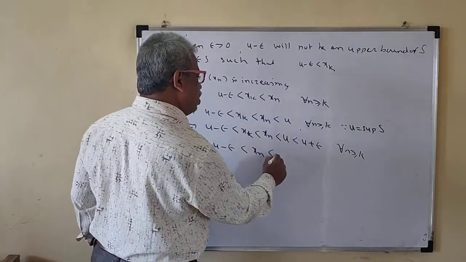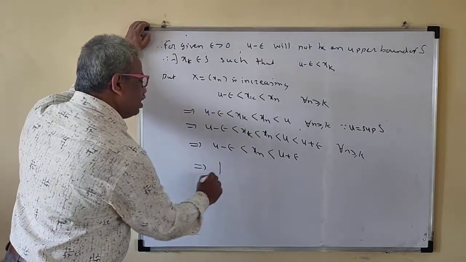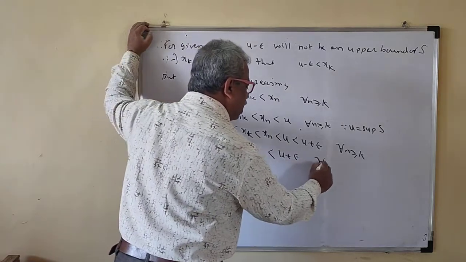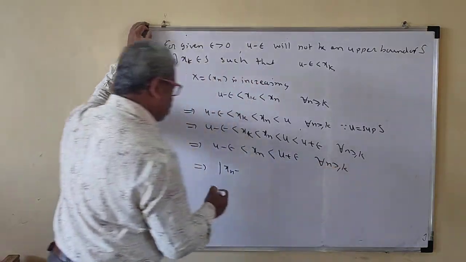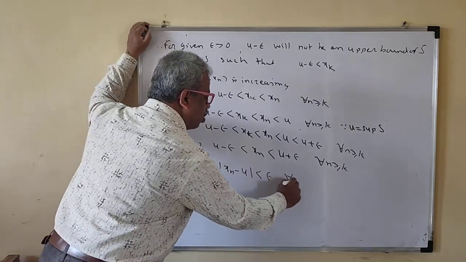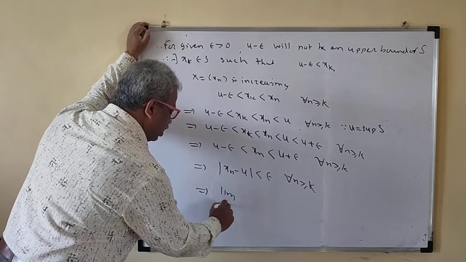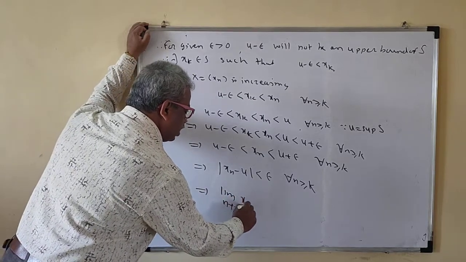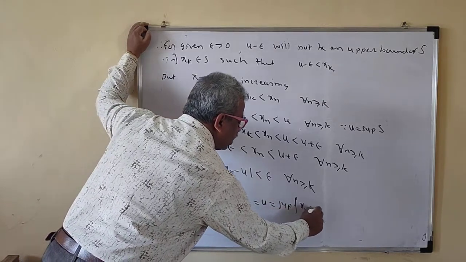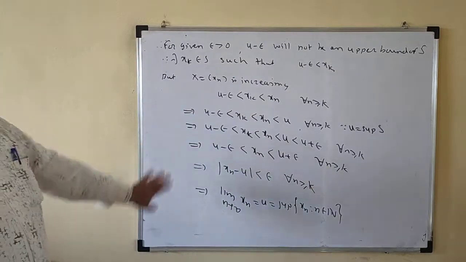Okay. So this is U plus epsilon. Now what does this imply? This implies that mod of xn minus U is less than epsilon for all n greater than or equal to k. This is very important now. So this implies that the limit as n tends to infinity of xn is equal to U, and this is nothing but the supremum of xn, n belongs to N. Okay. So now the first part is over.